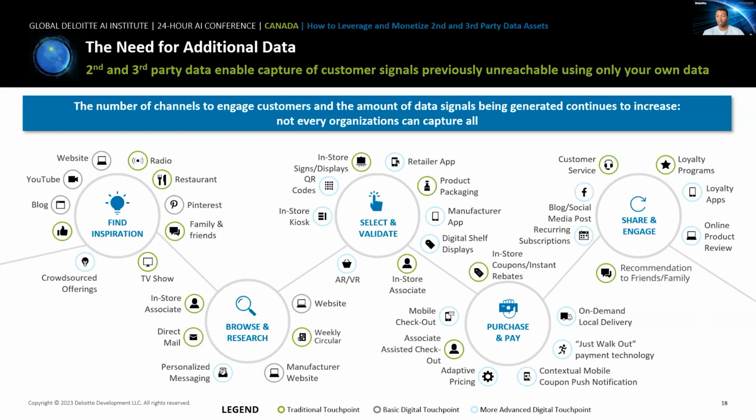There is an increasing amount of data signals and channels to engage those customers. So these create a significant amount of touch points as well. Some of them are more traditional, like you'll see on that chart, that go from radio, families, friends, and some more advanced like loyalty apps, or even personalized messages. It therefore makes it very challenging for one organization to capture every single touch point. This is why second and third party data usually come into play to supplement the data that your own organization captures.